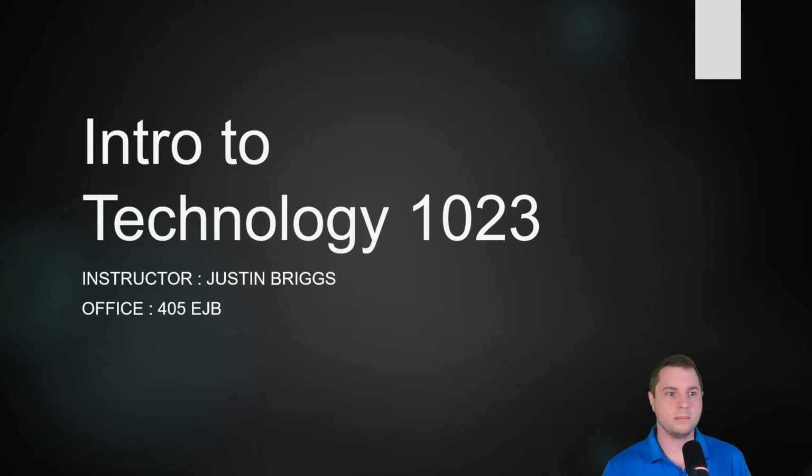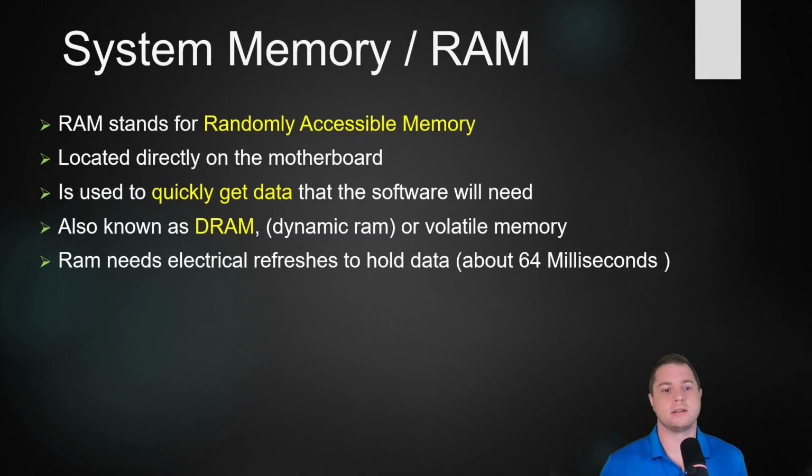All right, welcome back to Intro Technology 1023. We're going to be going over RAM today, or system memory as some would call it. Okay, system memory, randomly accessible memory. This is what RAM stands for, and generally speaking, is used to hold data that the CPU is going to need relatively quickly that is not on any of the L caches.